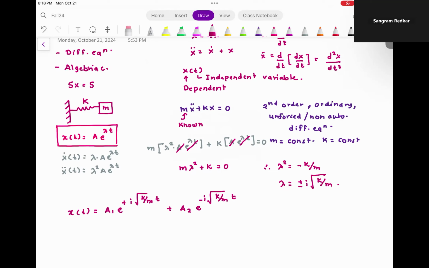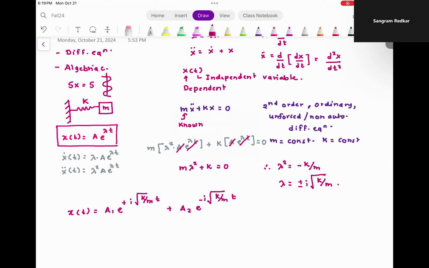Everyone understood this? Now, this is where things become a little bit interesting. Now, we have this complex quantity here. Do you agree with me? This is a complex quantity. This is also a complex quantity. Now, if you look at the physical solution of the spring mass system, we saw in the last class that the solution is going to be an oscillatory solution. Do you agree with me? Now, it has to be some type of sine and cosine combination.